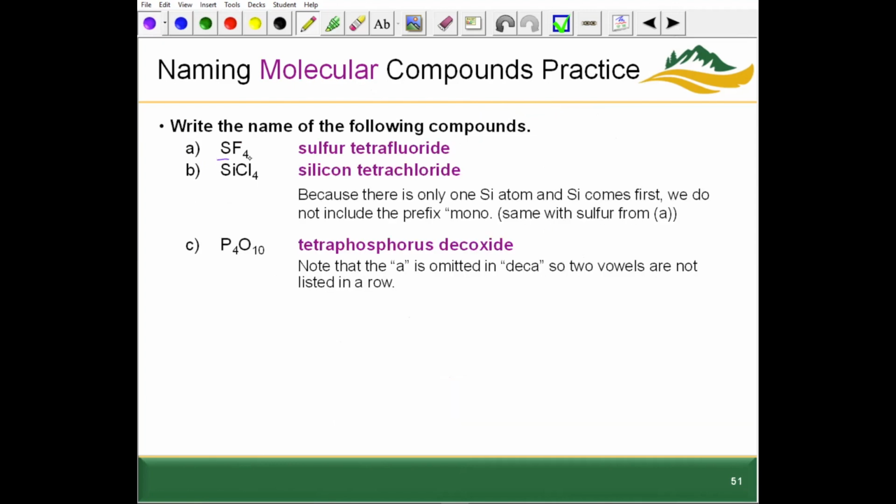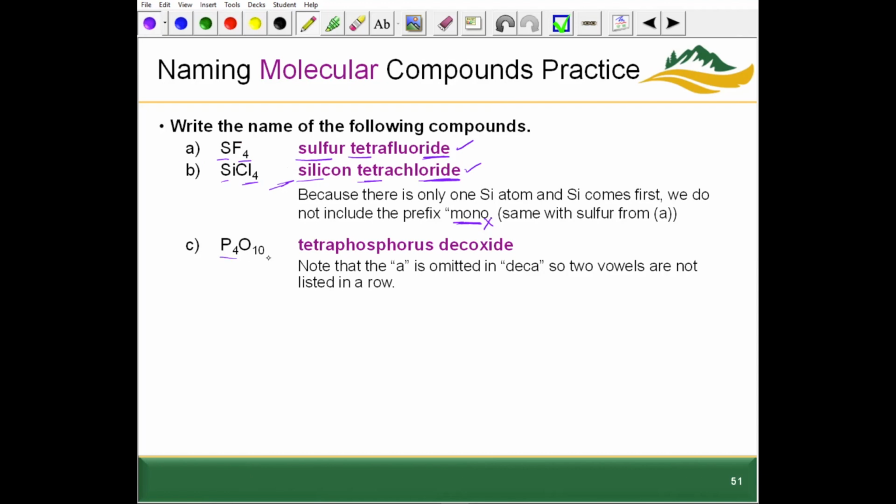There's 1 sulfur, there's 4 fluorines, so sulfur tetrafluoride, where we change that ending of fluorine to be IDE. Silicon and chlorine, there's only one silicon, there's 4 chlorines. Again, we change that ending to IDE. We don't put mono in the front here for a first element that only has 1 present. We do include mono for the second element, but again, not out front for the first element.